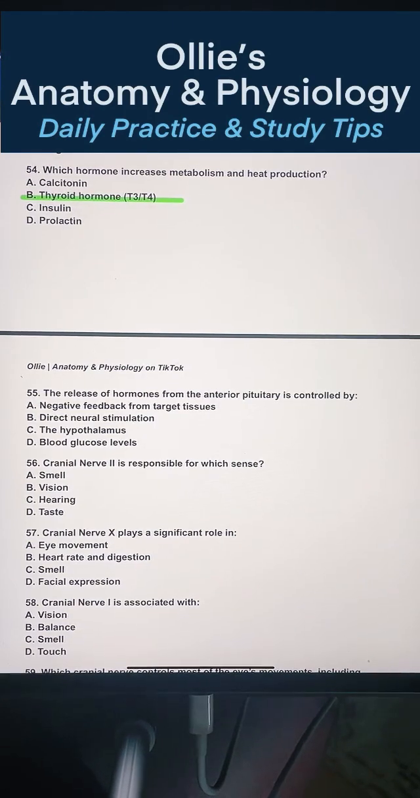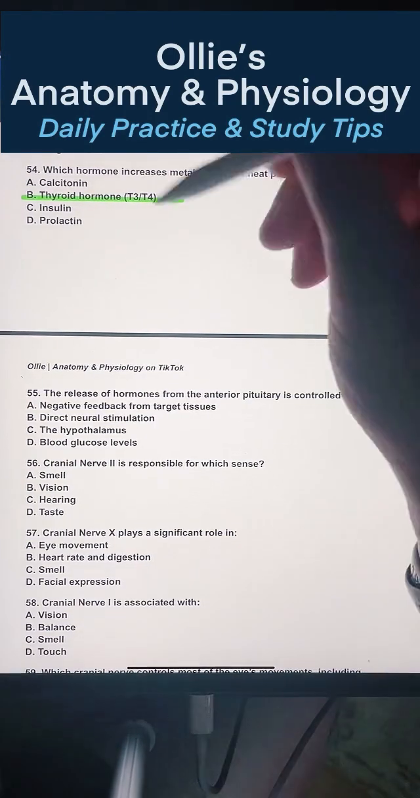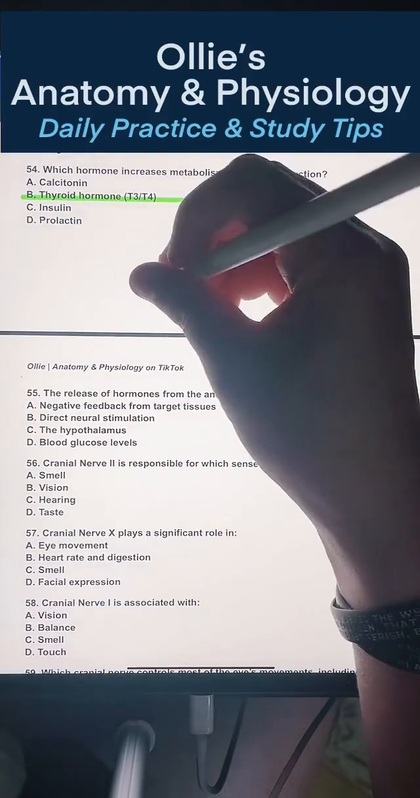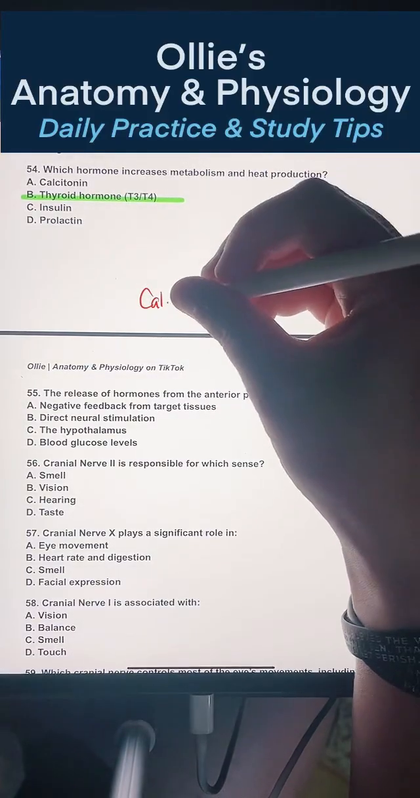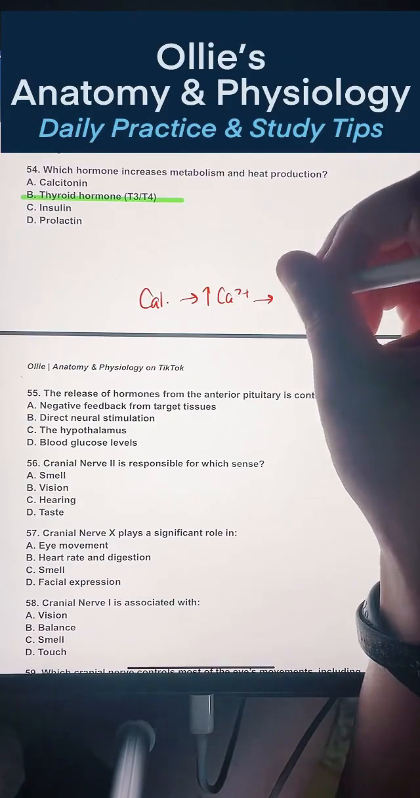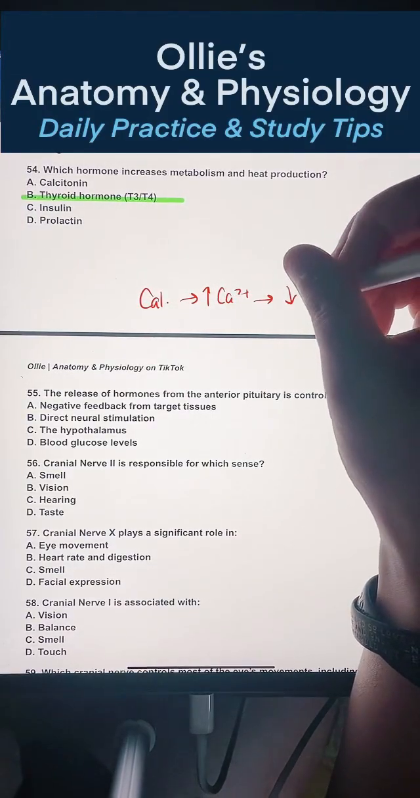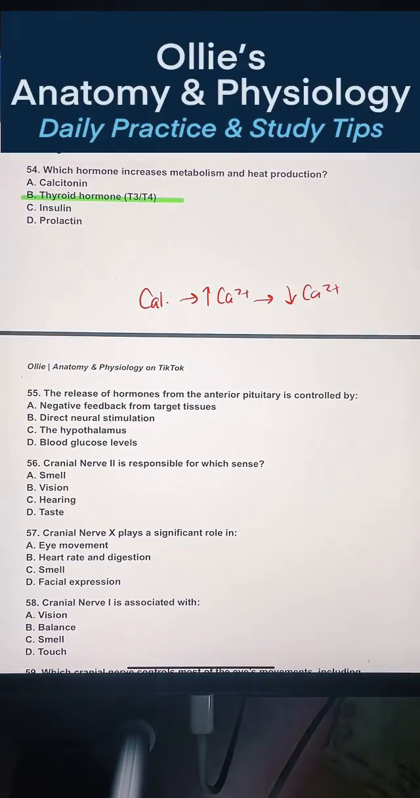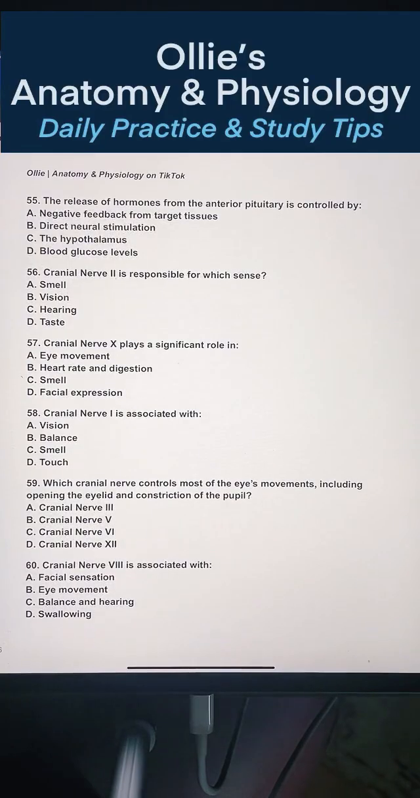Yeah, so calcitonin. It is released in response to high calcium levels to lower it in the bloodstream. It's going to decrease osteoclast activity, increase osteoblast activity, and decrease calcium reabsorption. But we're going to move on to number 55 now.